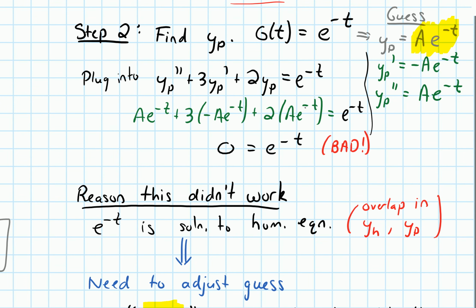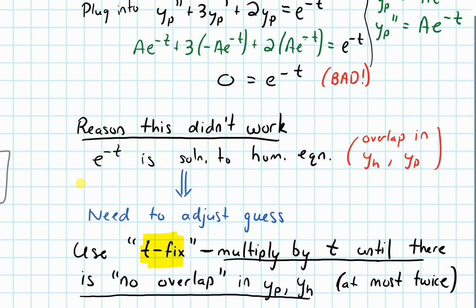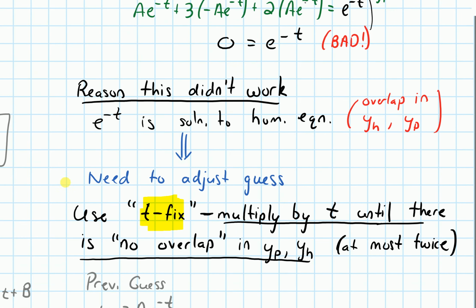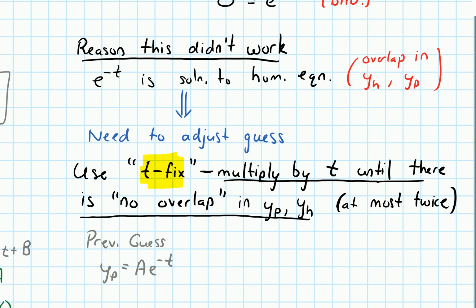Here's how we're going to do that. We're going to adjust the guess by doing something really similar to when we had a repeated root in the homogeneous case. We're going to multiply by t. I'm going to call this the t fix. We're going to fix it by using t. What we will do is multiply our guess by t until there is no overlap in yp and yh. For a second order ODE like this, we'll have to do that at most twice. Sometimes we won't need to do that at all.